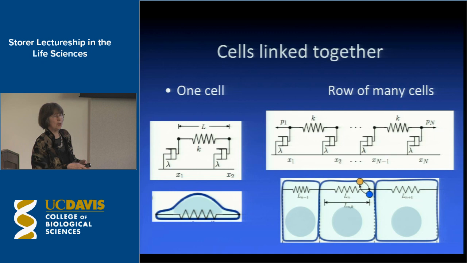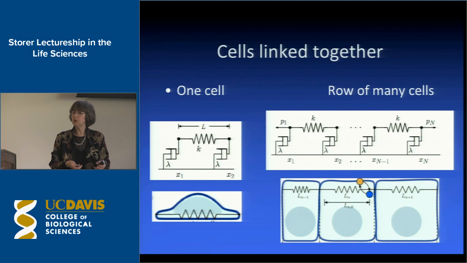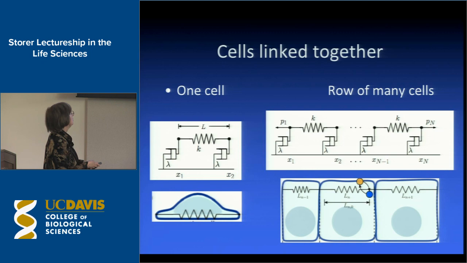Okay, once we figured out what happens on a single cell basis, we said, what about when we hook together cells in a row? How are they going to influence one another? And what happens when one of them pulls on its neighbor? What will happen in the tissue? For example, an epithelium or a row of cells, each of which has exactly the same inbuilt type of dynamics.